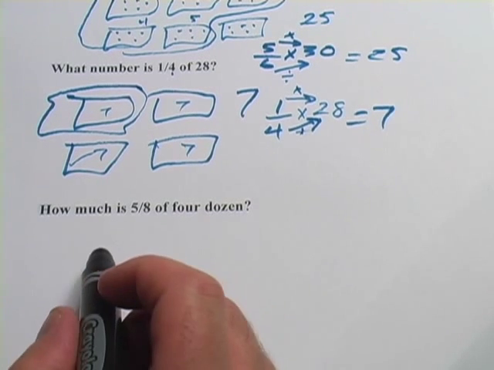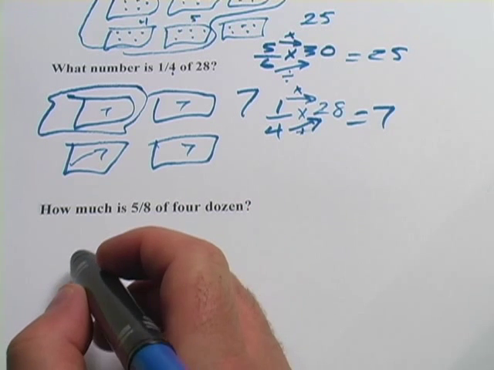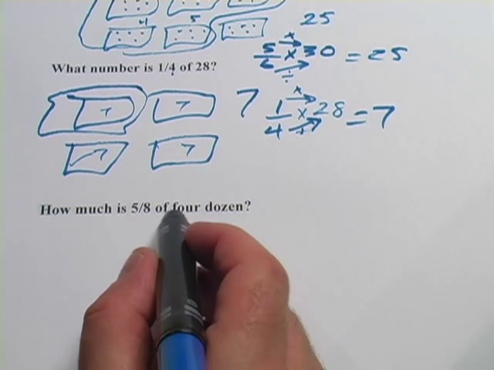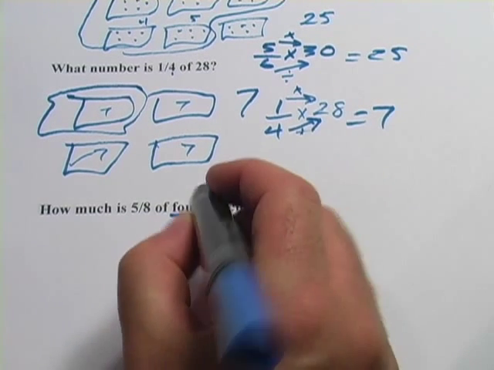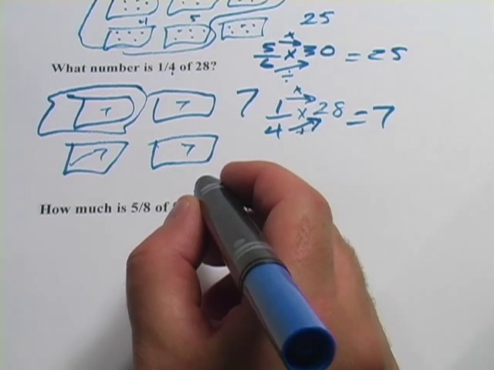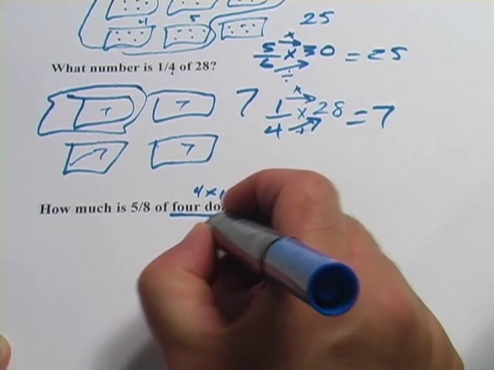Let's do one more. This one's just a little bit trickier. It says, how much is 5/8 of 4 dozen? So you're taking 4 dozen, and I guess you need to figure out what that number is. A dozen is 12. 4 dozen is 4 times 12. So you can just calculate that first on your calculator, and that equals 48.